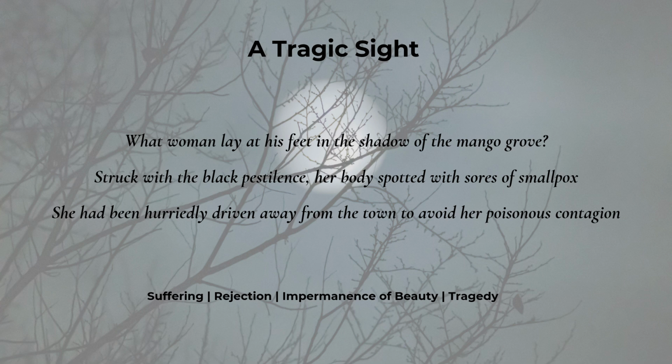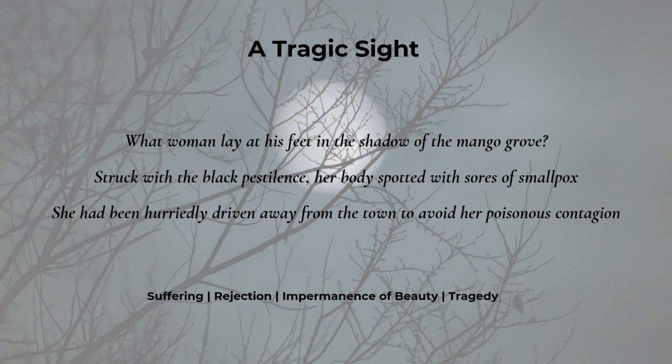Struck with the black pestilence, her body spotted with sores of smallpox. Struck, meaning attacked suddenly, with the black pestilence, meaning deadly epidemic disease. Pestilence means a deadly epidemic disease, and the sentence means she has been affected by a terrible deadly disease. The disease is described as dark and frightening because it brings suffering, isolation, and death. Her body is spotted, meaning her skin is covered with marks and patches, which shows physical destruction and suffering, with sores of smallpox, meaning painful wounds and eruptions caused by smallpox cover her body.